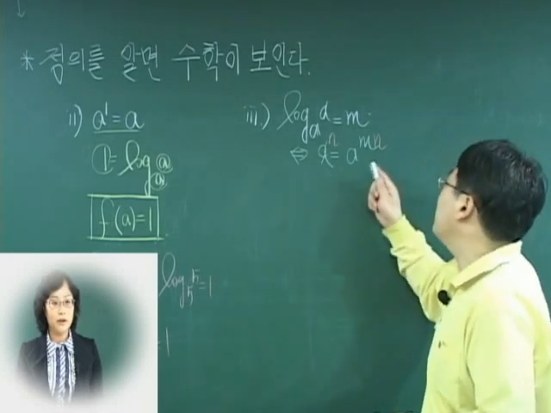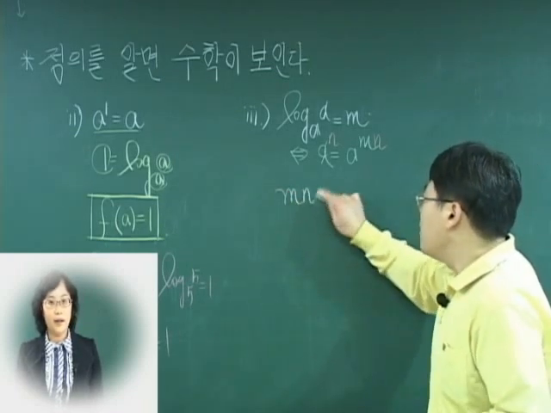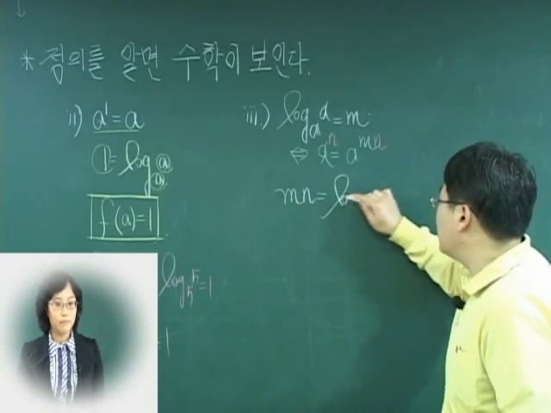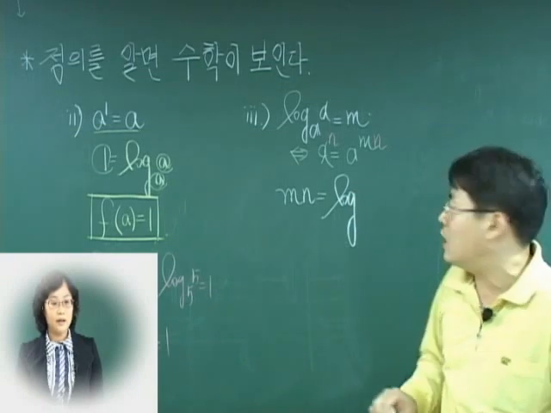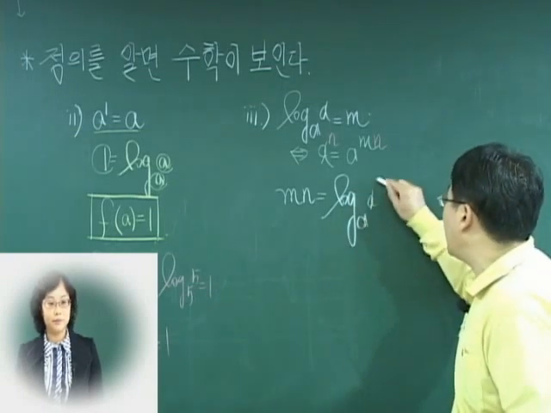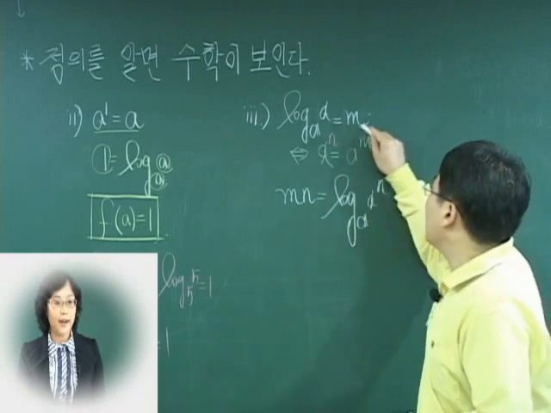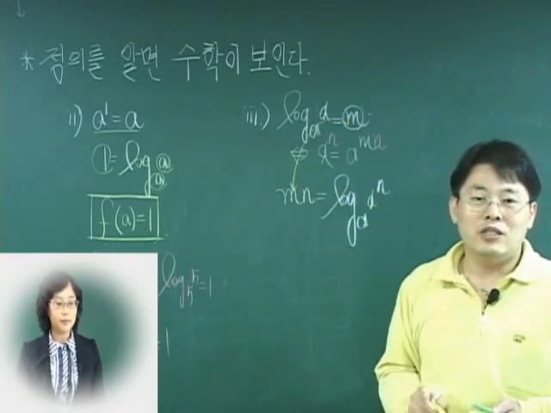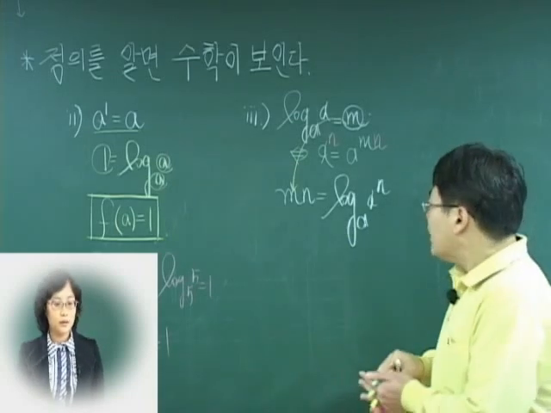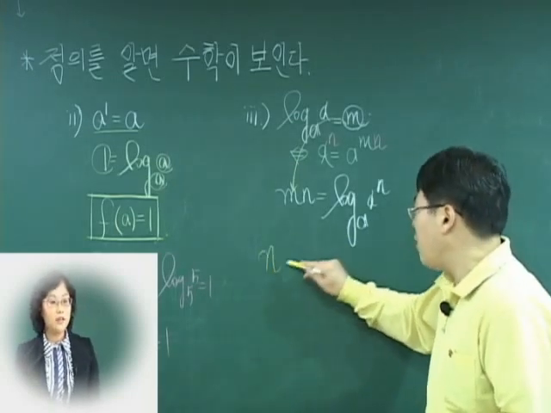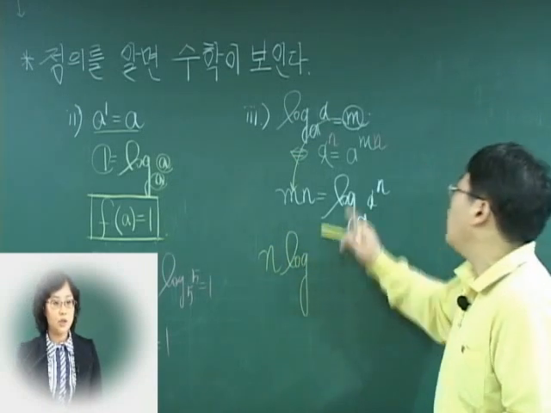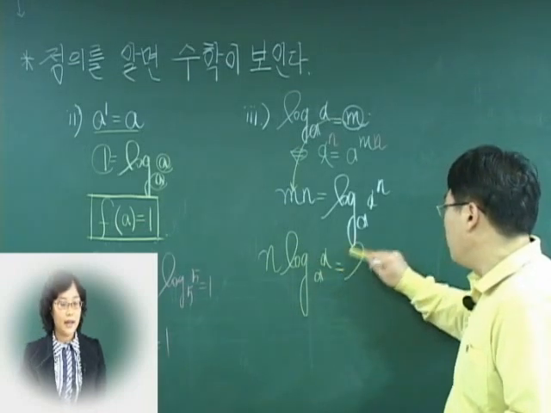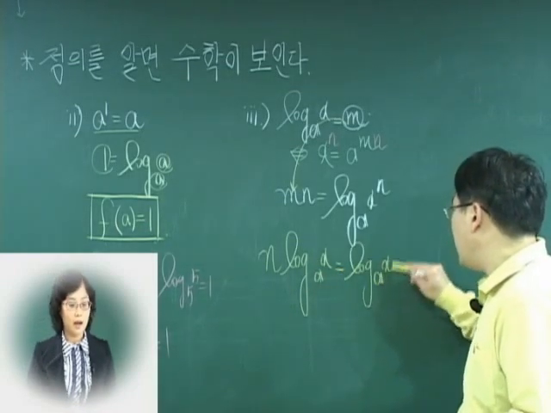Once more, mn relation equals log base a of x to the n power. Since we substituted for m, we have to substitute again for m. Since n leaps out to the front, n log base a of x is log base a of x to the nth power. Aha.